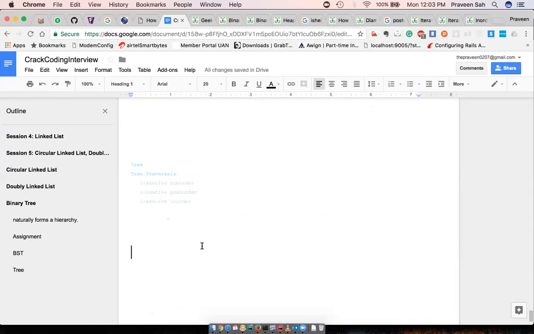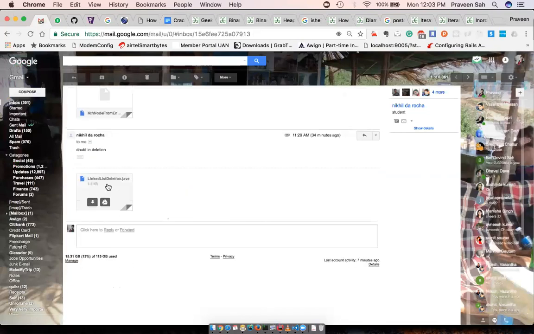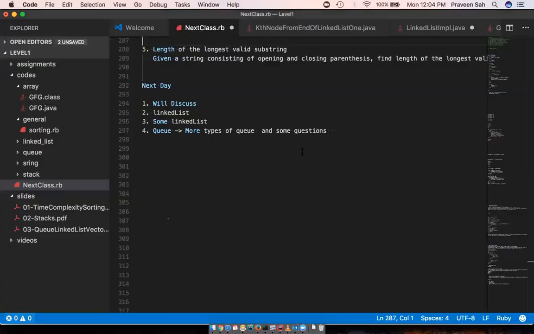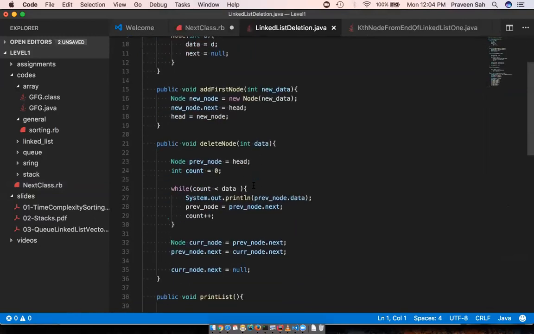Praveen, I have one doubt. It's not related to trees, so it's just a small doubt. Yes. So yeah, 5 minutes I'll take. Yes, tell me, go ahead. If anyone wants to leave, you can. I just sent you the code by email. Doubt in deletion. Deletion in linked list? Yes, Praveen. Okay. Linked list deletion. Yes. Tell me, what is the doubt?